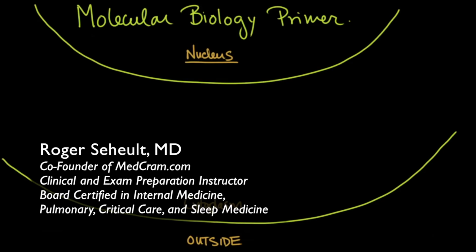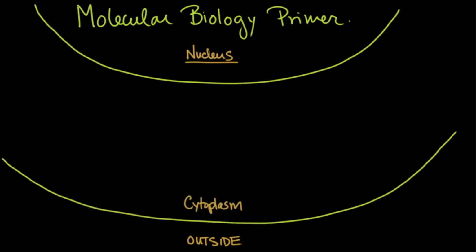For those not initiated in molecular biology, this is not meant to be a comprehensive review of every aspect of molecular biology. So every cell has a nucleus, and it is in the nucleus that you have DNA. DNA codes for the different types of proteins that are used in the nucleus.